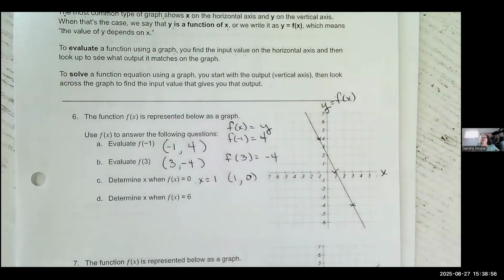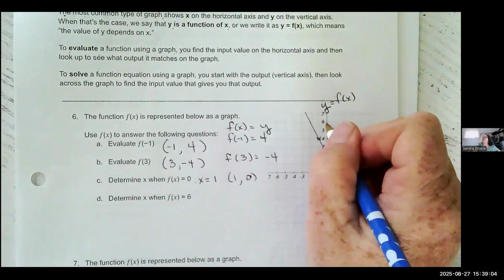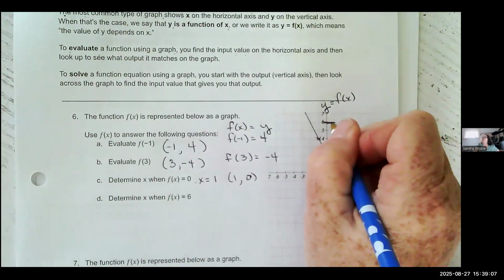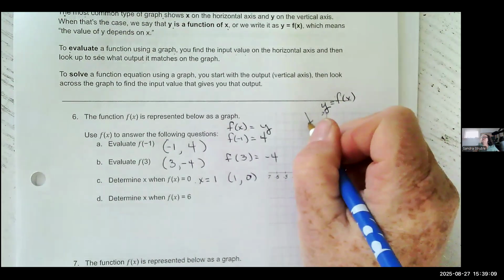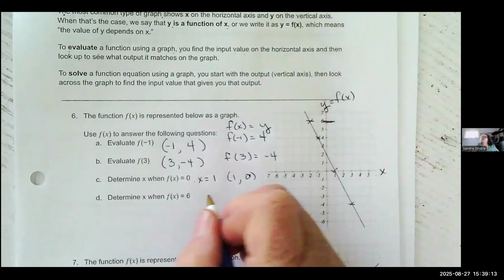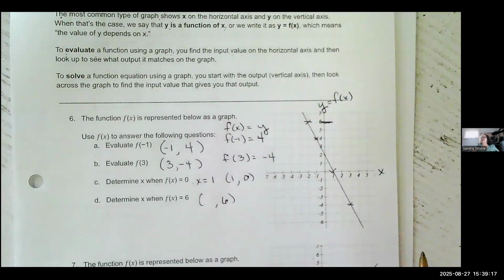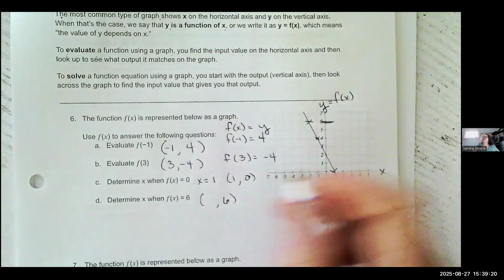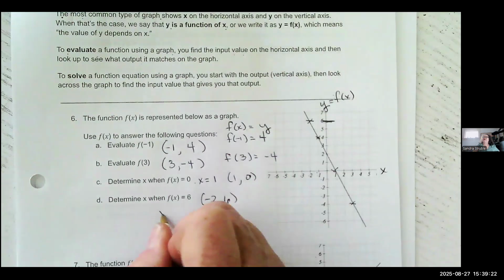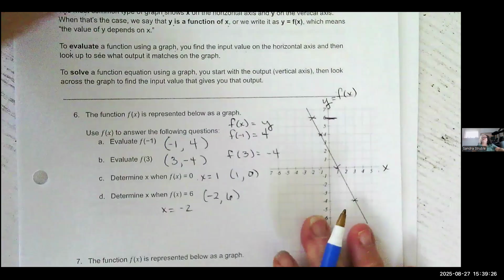I'd like for you to pause the video and do the next one yourself. Determine x when f of x is 6. So I need to find where y is 6. Here is where y is 6. Where is that on the line? Right there. What is this point for my ordered pair if 6 is my y value? What is my x? That is going to be -2. So x equals -2. We've done those 4.